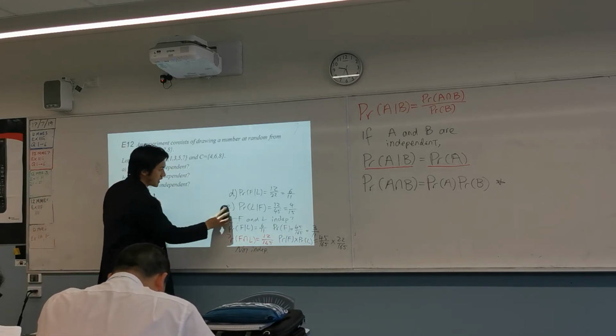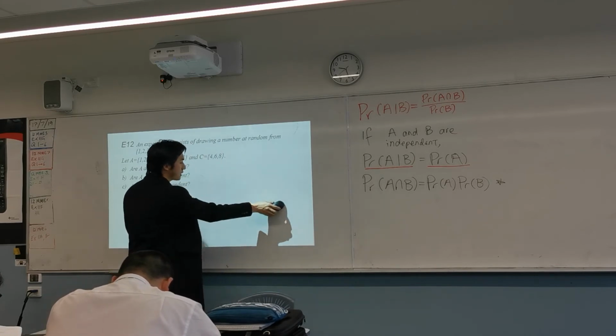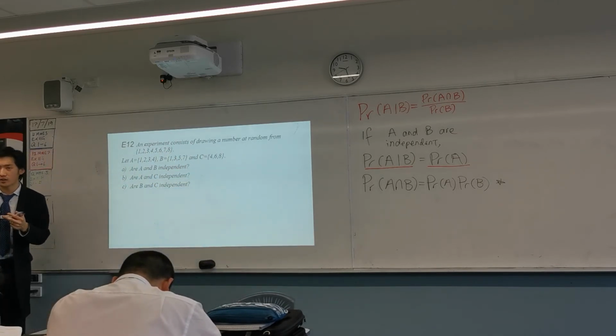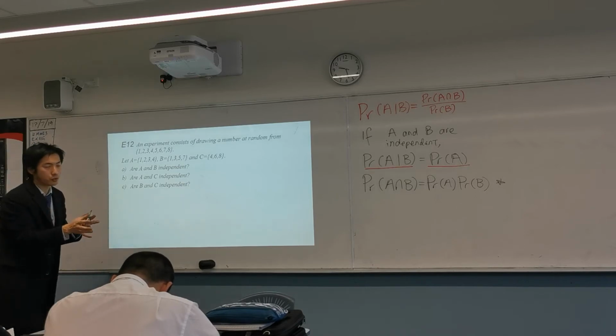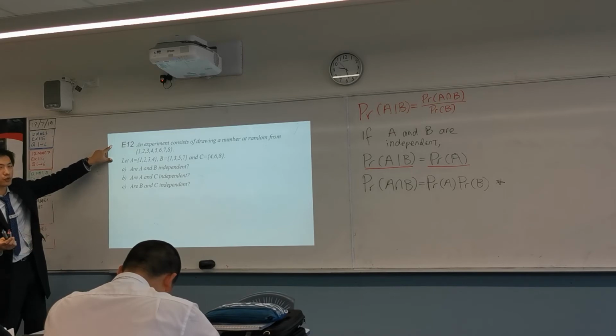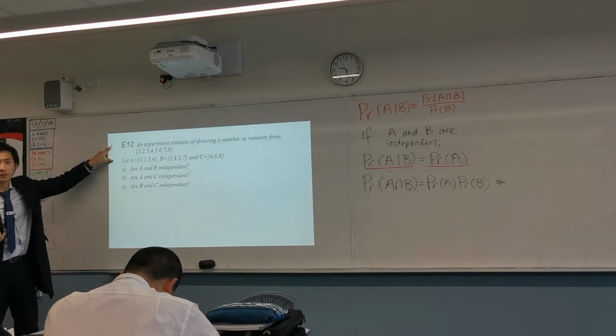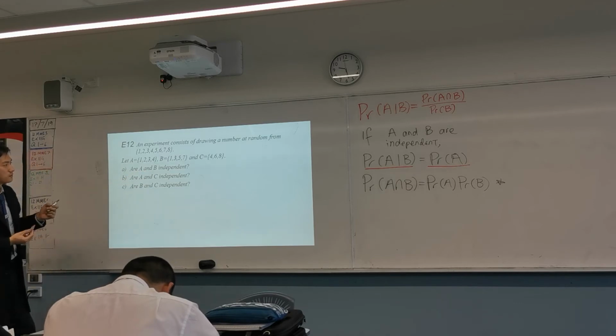In the previous examples, we're basically doing experiments where there are two stages. So first picking a female, then checking whether they're low blood pressure. Or first picking the low blood pressure group and then seeing whether they're female. This is an example where you're just drawing one number from that group. So it's a one-stage event, but you can still tell whether they're independent or not.